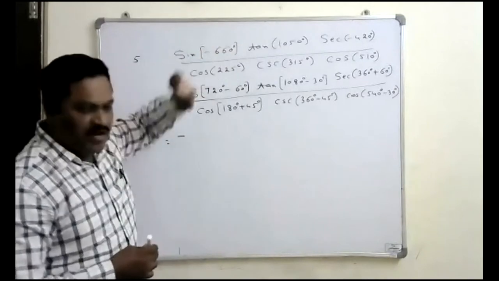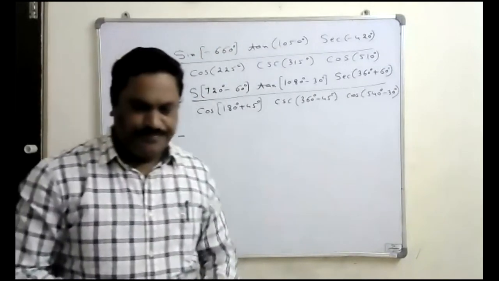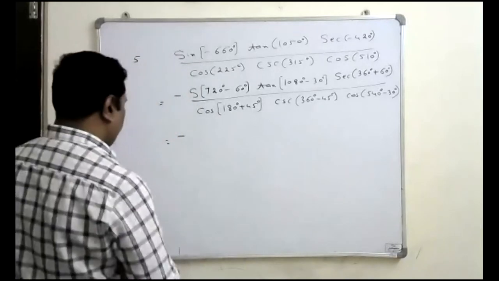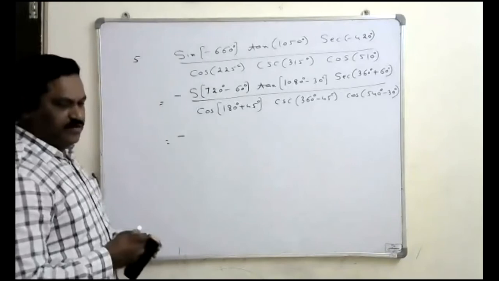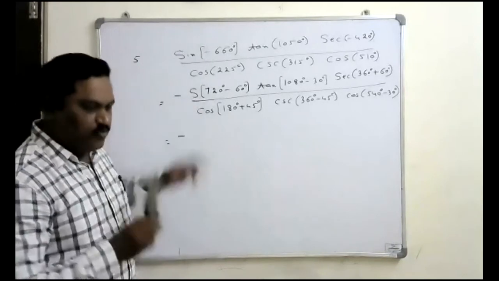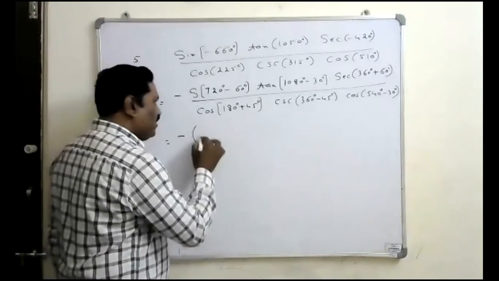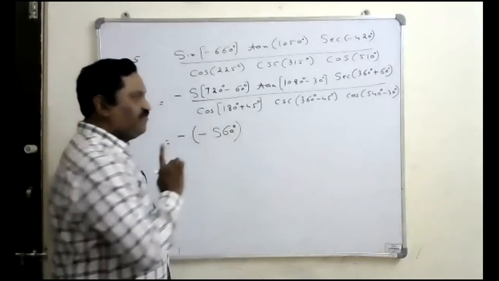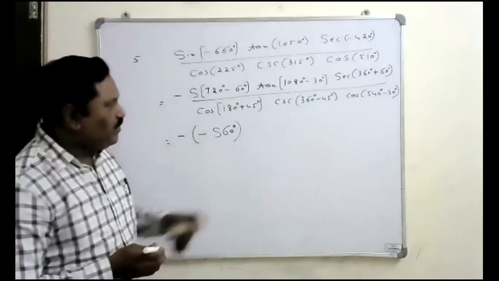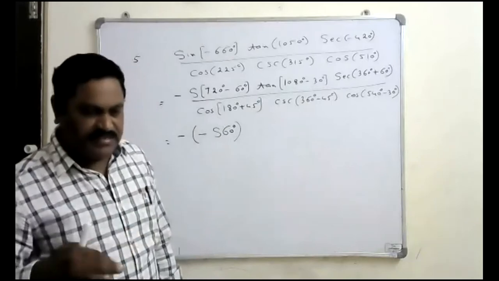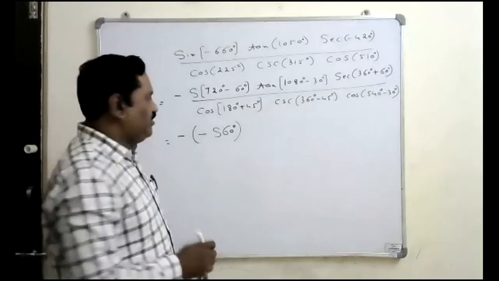720 minus theta. Which quadrant does it lie in? Fourth quadrant. In the fourth quadrant, the sign is negative. That's why again we'll get minus sine 60. The function is not going to change, because we expressed all these using the quadrant angle which lies on the x-axis.